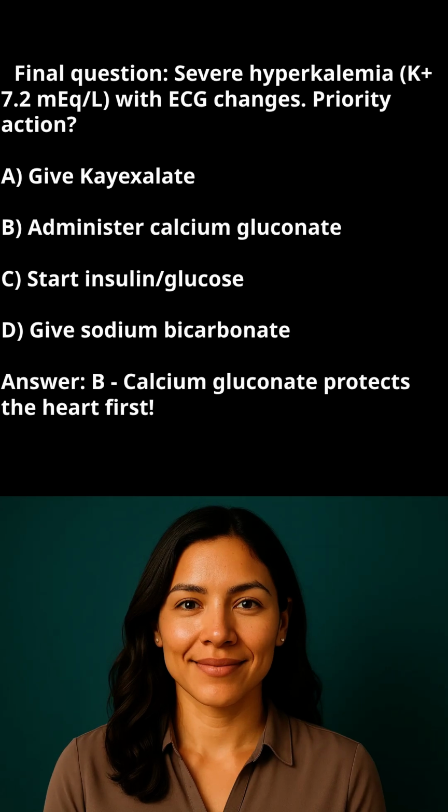Here's our final scenario. You have a patient with severe hyperkalemia. Their potassium is dangerously high at 7.2 mEq/L, and they're showing ECG changes. What's your immediate priority action? A. Administer Kayexalate. B. Give calcium gluconate. C. Begin insulin with glucose. D. Start sodium bicarbonate. The answer is B.